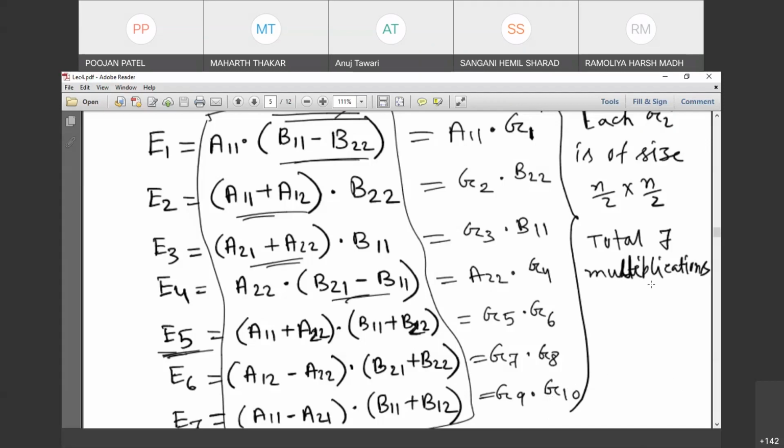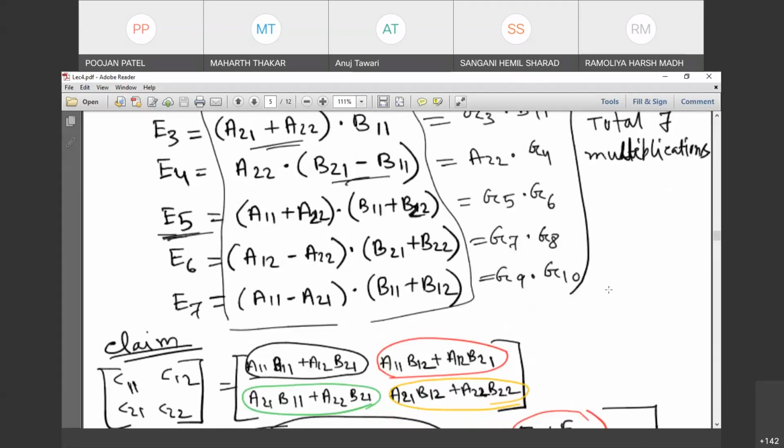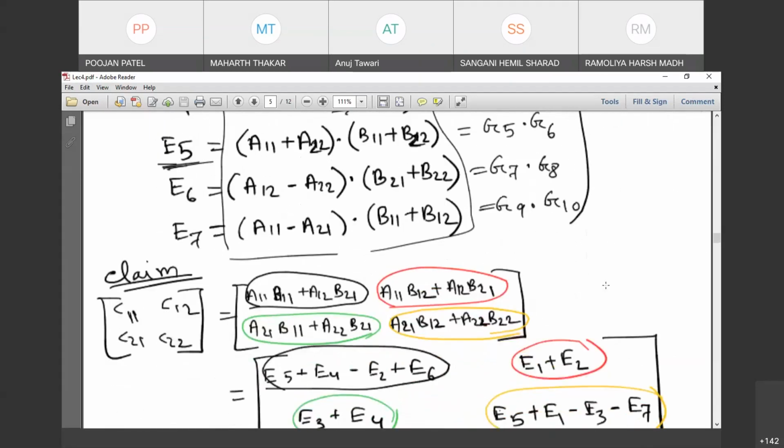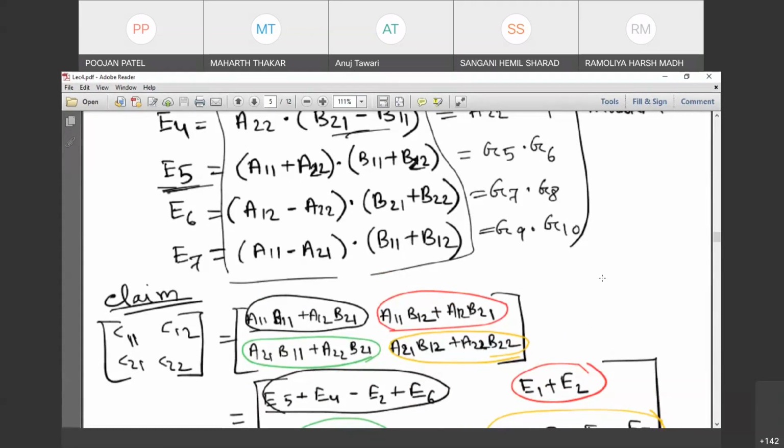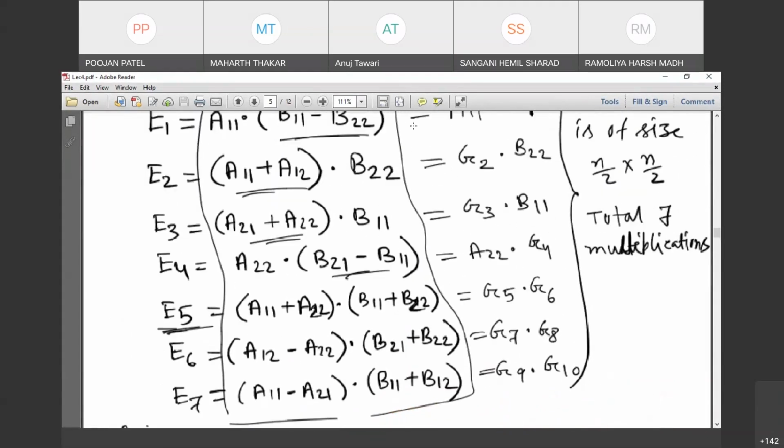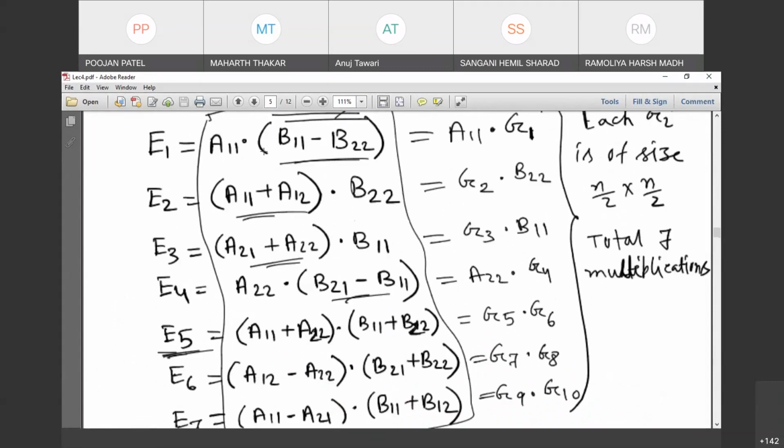E1 plus E4 plus E5 plus E7. So, take E1, A11 B12 minus A11 B22. Okay. Let me just read that in.